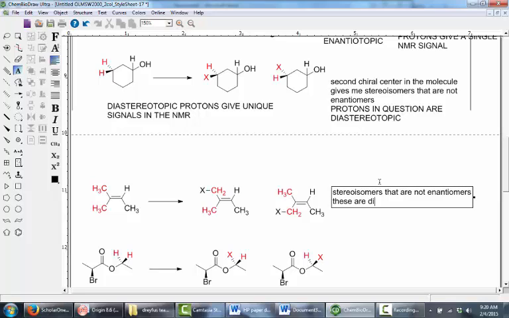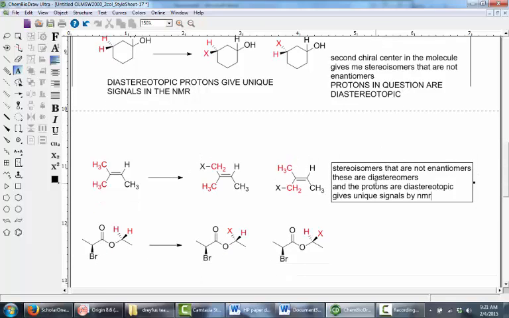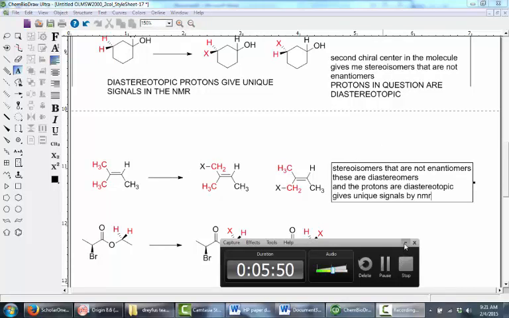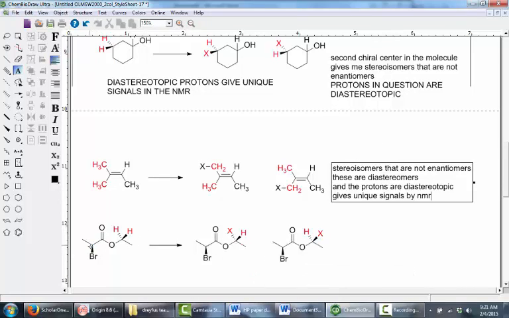Therefore, these are diastereomers, and the protons are diastereotopic, which gives unique signals by NMR. And finally, I'm going to do one more example over here. If I take this molecule and replace these two protons each with an X sequentially, this is again another case of diastereomers and diastereotopic protons.